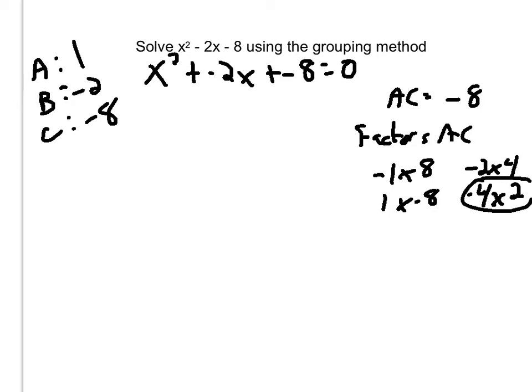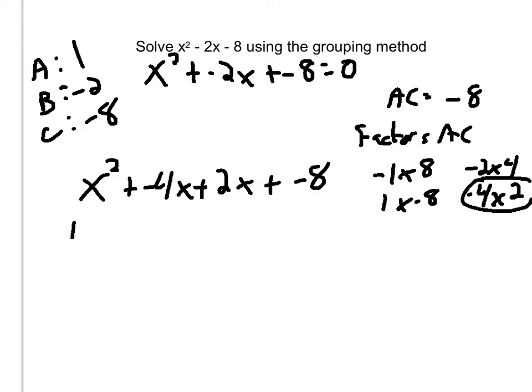So again, I'm going to break this down. I'm going to put x squared. And instead of putting plus negative 2x, I'm going to put plus negative 4x plus 2x, and then add on negative 8. And again, this middle part comes from my factor pair that I chose that adds up to negative 2, because this plus this should still equal that.